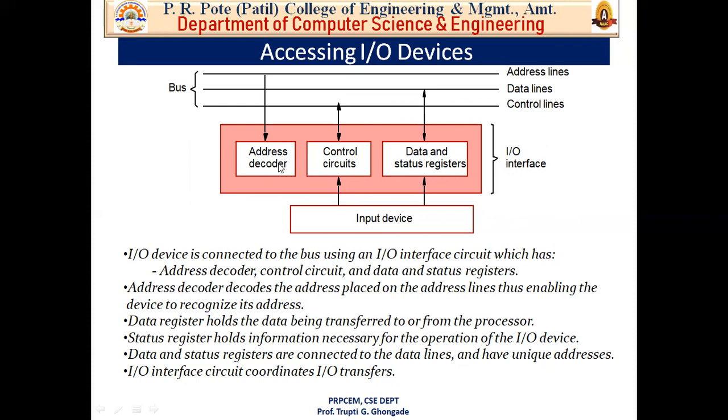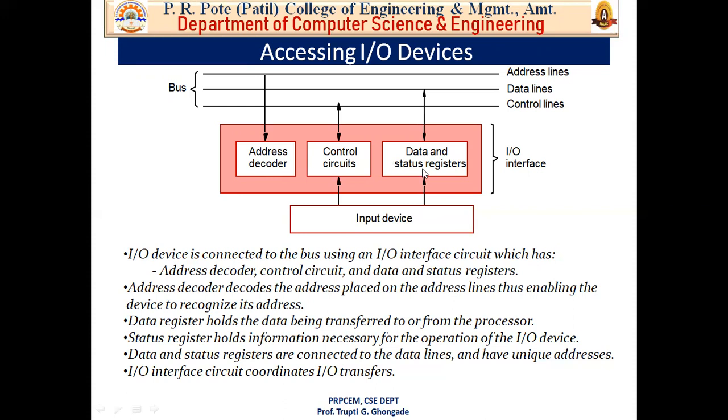Okay. Now first starts with the address decoder. Now what is the address decoder? This address decoder enables the device to know its address. So when this address appears on the address line, the device is able to recognize the address associated with it.